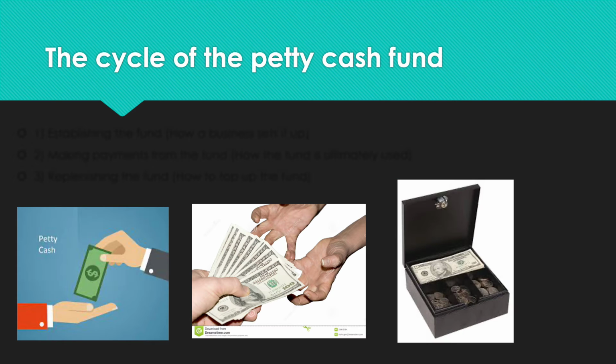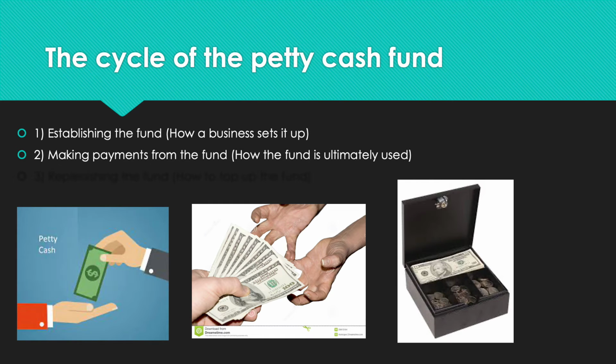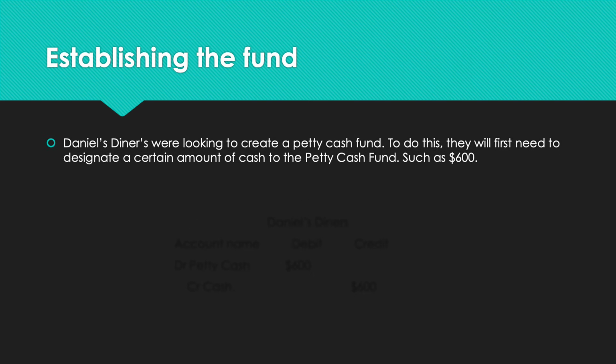The petty cash fund will always go through a three-stage cycle. Firstly, establishing the fund, following this making payments from the fund, and finally, replenishing the fund. To make this easy to understand, we will use Daniel's Diners as our example. Daniel's Diners were looking to create a petty cash fund.